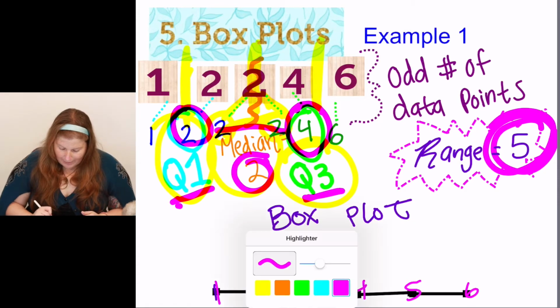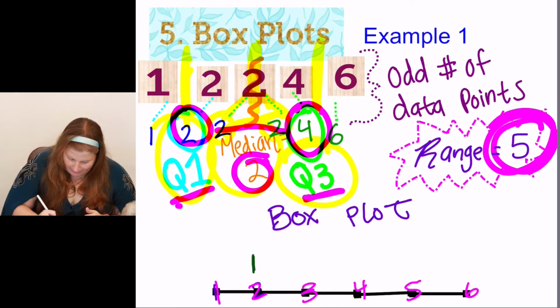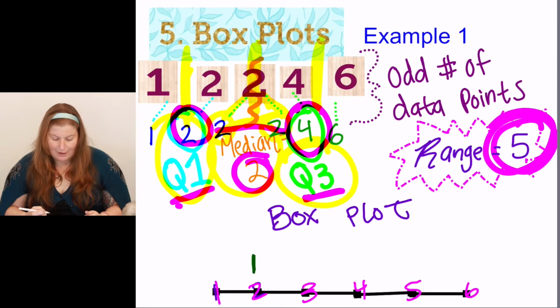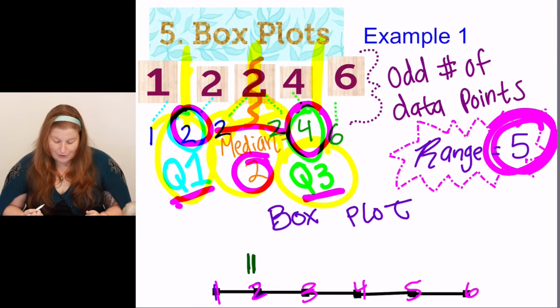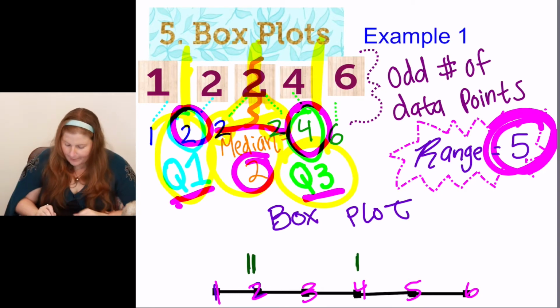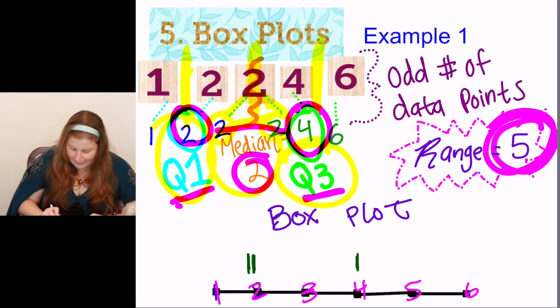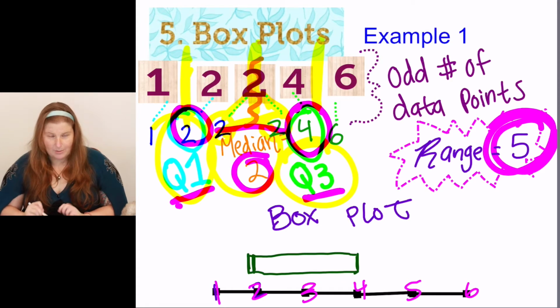So what I'm going to do is I'm going to start with my median, which is 2, and I'm going to put a line here. And then I'm going to put my Q1 and Q3 on there. My Q1 is also 2, so I'm just going to put another line right there to show that that's both the median and Q1. And then Q3 is equal to 4, so I'm going to put a line here. So what I'm going to do is connect these 3 lines on the top and the bottom. So this is my box for my box plot.